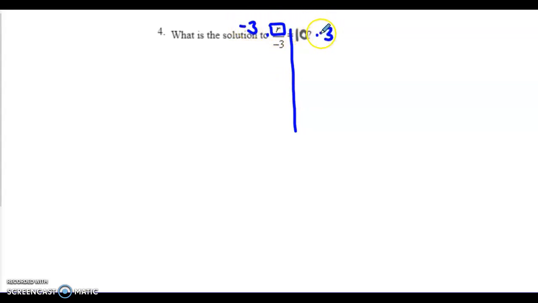Negative 3, I'm so sorry, that was a mistake. So the negative 3's would cancel, leaving us with just r. And then 10 times negative 3 is negative 30.